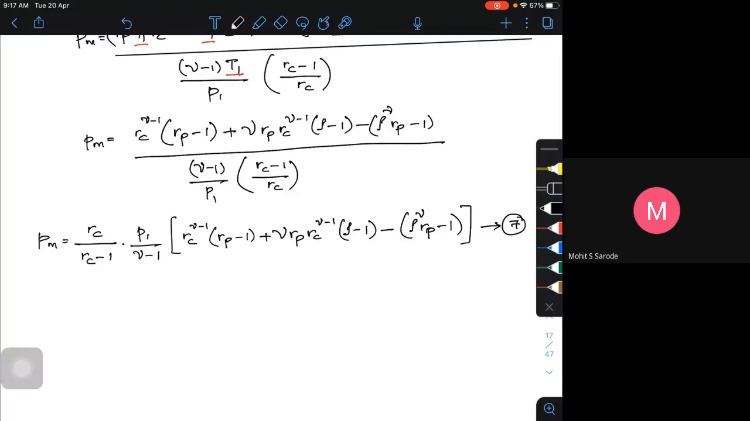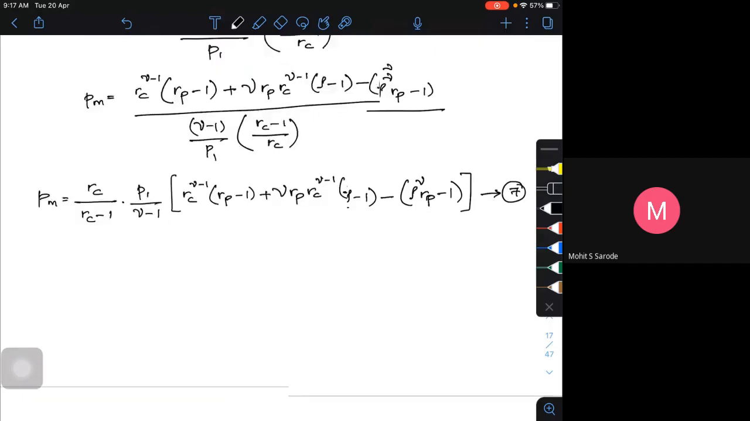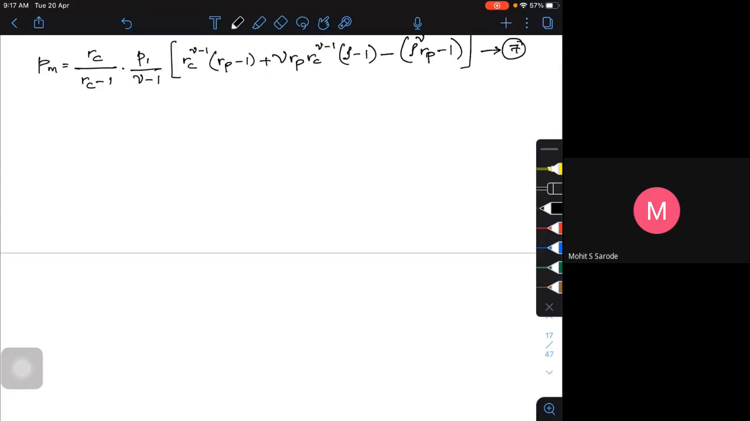Is that clear? If there are any doubts, you can unmute and speak. Then we'll move to the next cycle, the Brayton cycle. Okay, fine, it looks like it's clear. So I'll move to the next thermodynamic cycle.